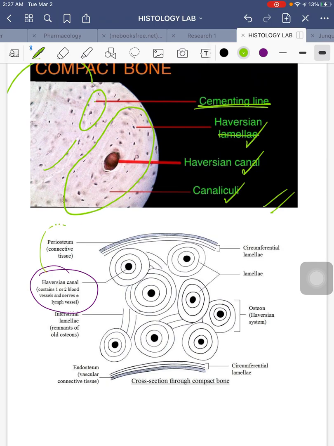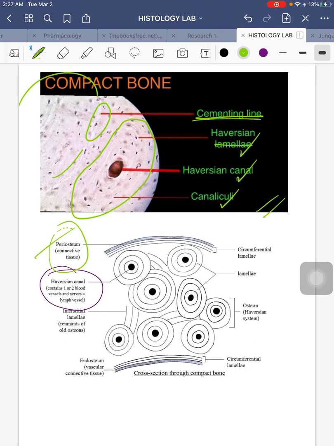So there is also an outer covering. Since we're talking about bone, it's not perichondrium anymore, it's periosteum. The rest of this I think I discussed already.